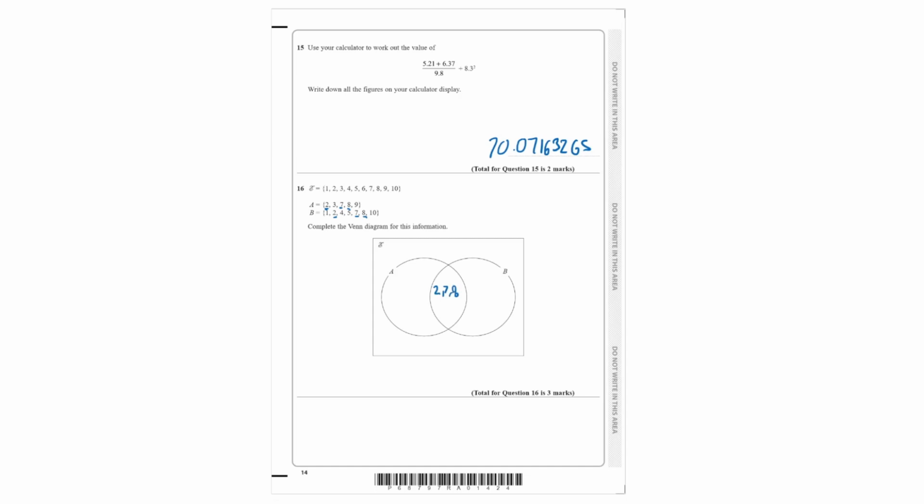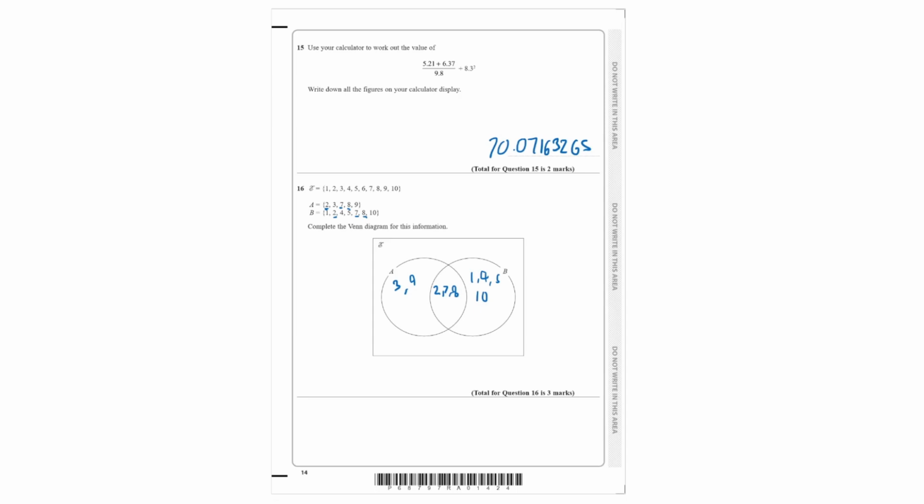Now we simply write everything that's inside A, but not inside B. So we have 3, and 9. Now we write everything that's in B, but not in A. So we simply have 1, 4, 5, and 10.